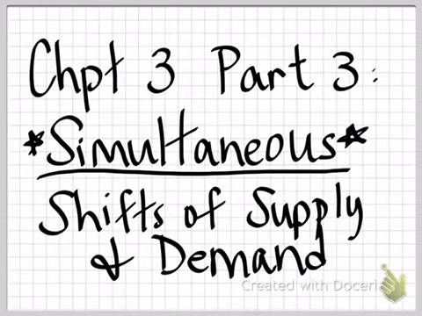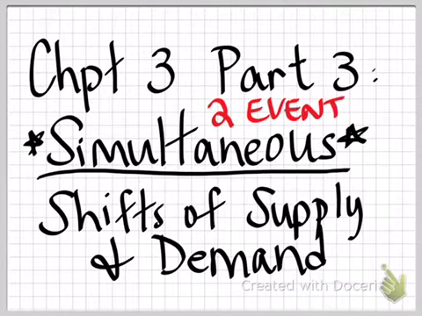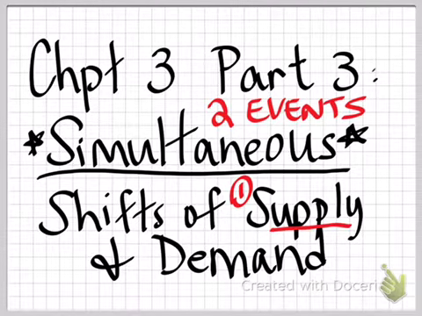One really important thing to keep in mind when we're talking about simultaneous shifts is that simultaneous shifts of supply and demand are only going to happen if you have two events that occur at the same time, hence the name simultaneous shifts. So, for example, in your problem set or on questions that you're working through, you're only going to change supply and demand if two events occur. The first impacts supply and the second impacts demand.